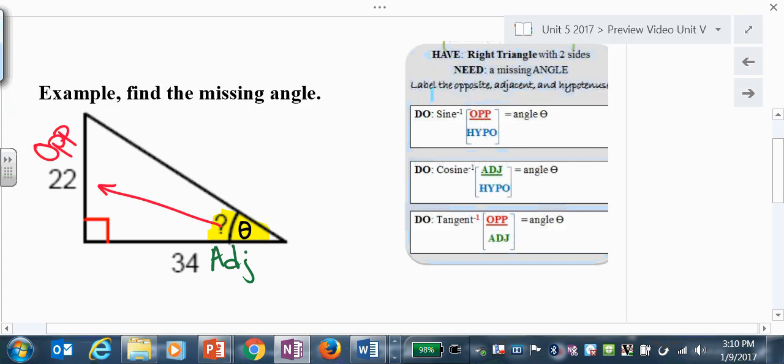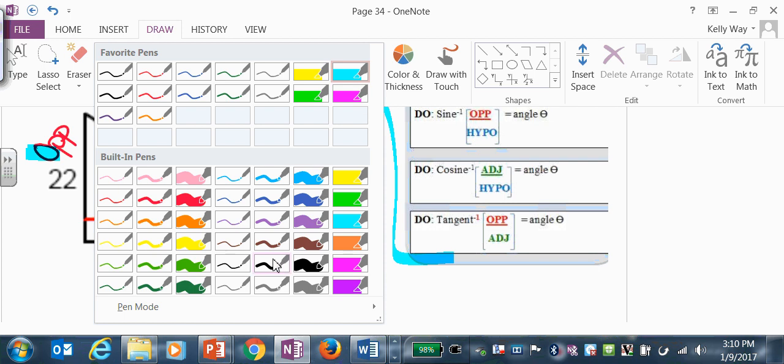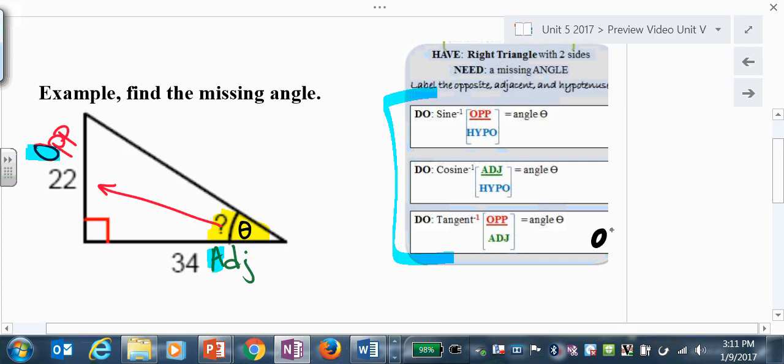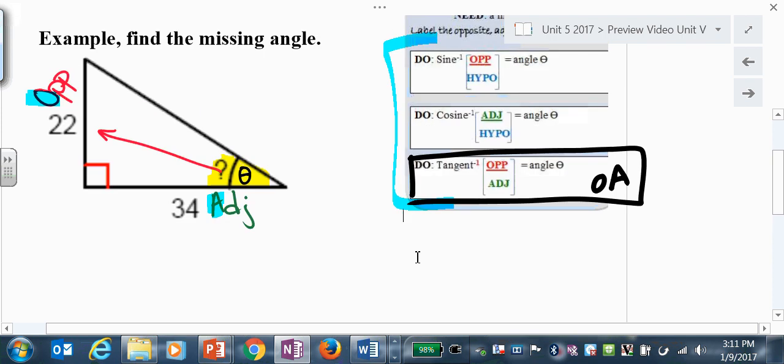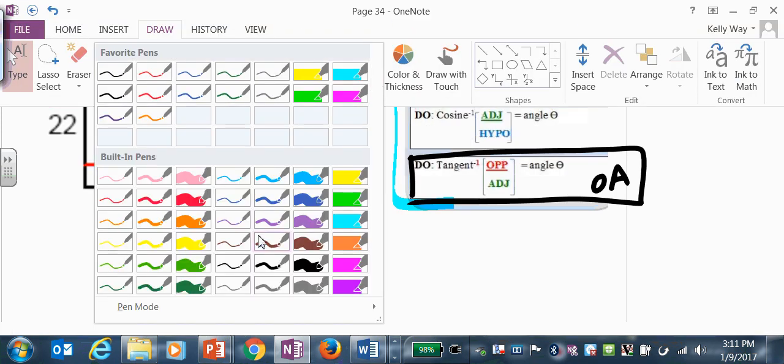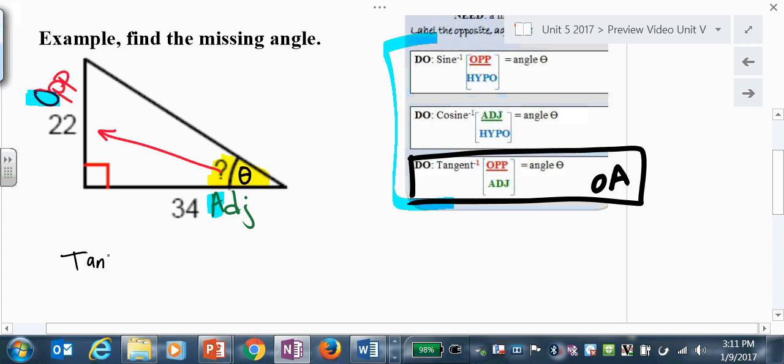How do we choose which one to use? We look at our combination. We have opposite and adjacent. We have an OA combo. Which one goes with OA? Tangent. We're going to write exactly that down. Write it down with me. Inverse tangent, opposite over adjacent equals angle theta.